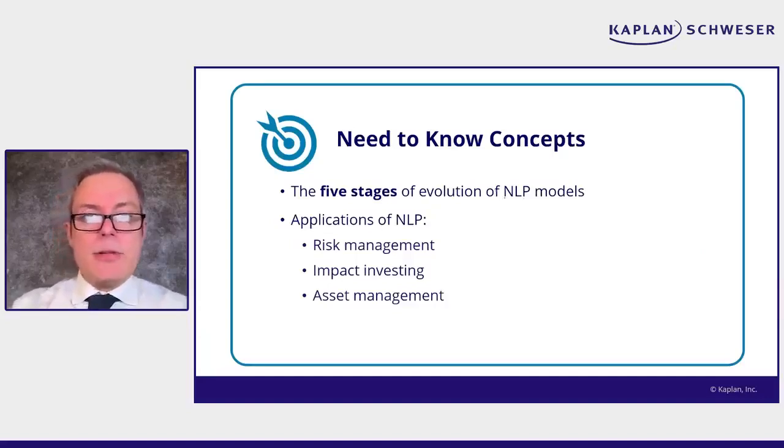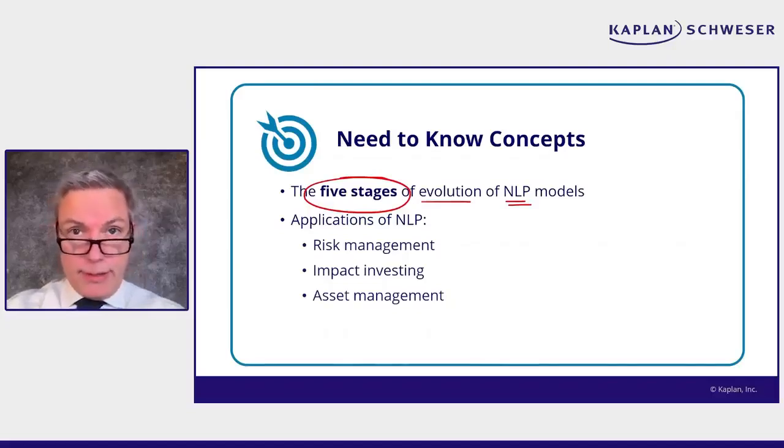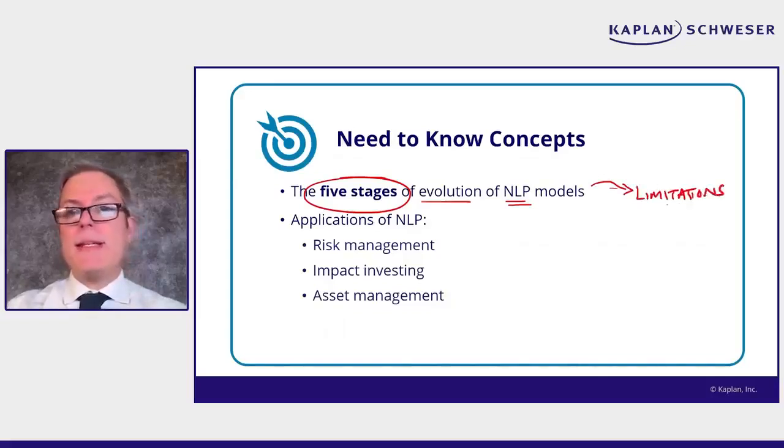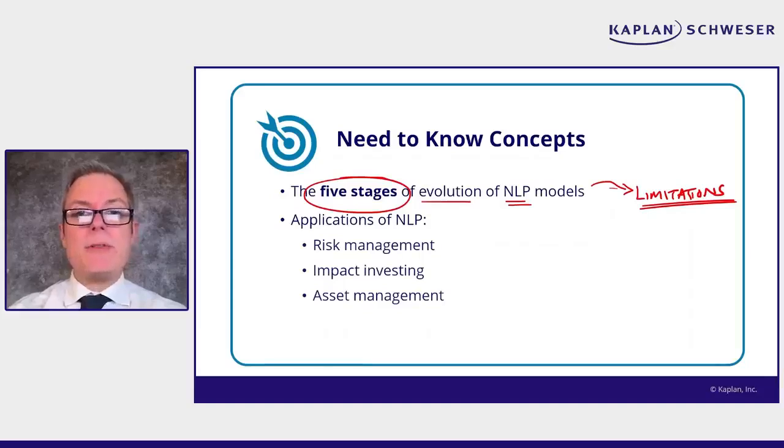So the need-to-know concepts here: we discuss an evolution of NLP models. There are 5 stages here. You should be able to come up with the different types of models that were used in different stages and give a very brief description of those models. You should also be focusing on the limitations of the different types of models. Indeed, we end up talking about the limitations of GPT models, generalized pre-trained transformers, which is what ChatGPT is a version of and is the most current and most advanced form of natural language processor.